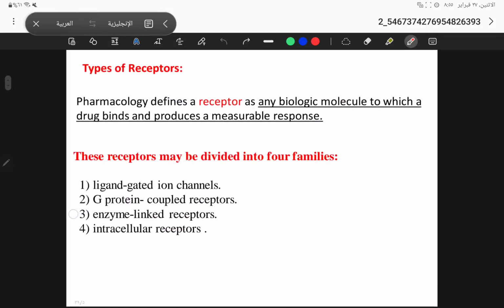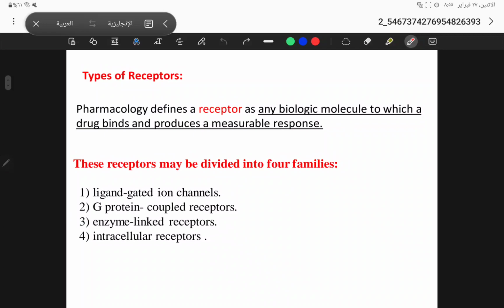Coming to an important topic, which is the types of receptors. What types of receptors do we have in our body? Pharmacology defines a receptor as any molecule.